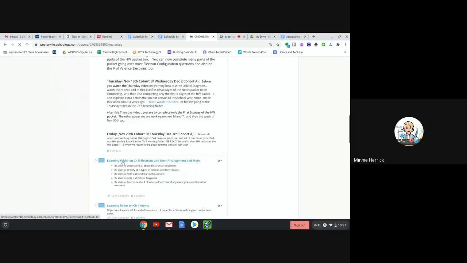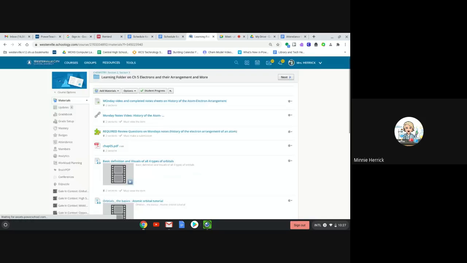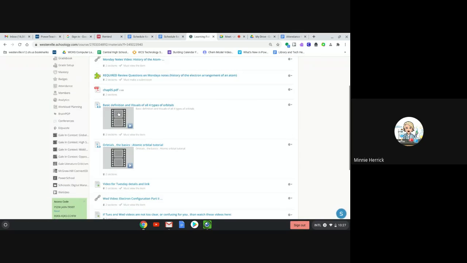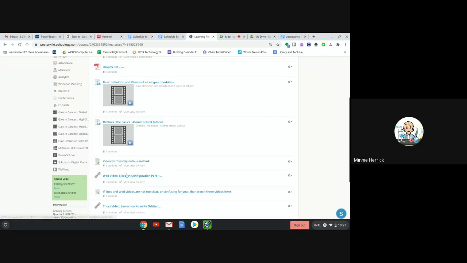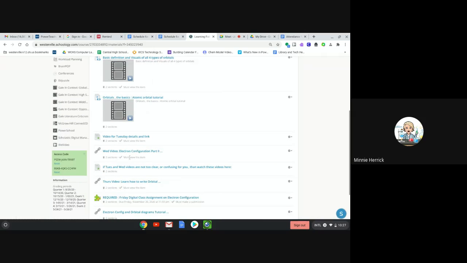Okay, so in the learning folder, this is very helpful. If you go down here, we've got further down, I'm actually doing a lot of the Wednesday electron configuration. I'm making a newer version of it.